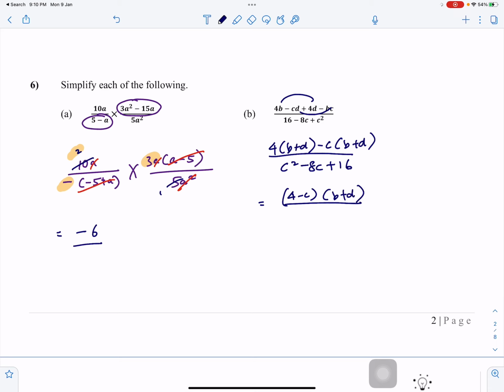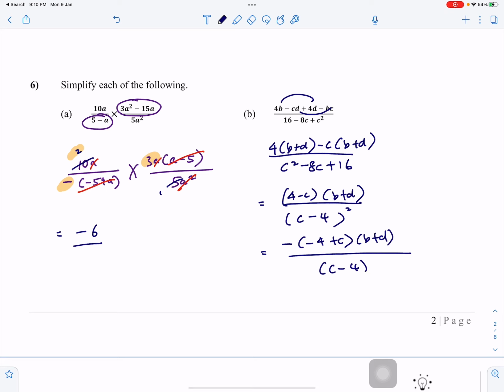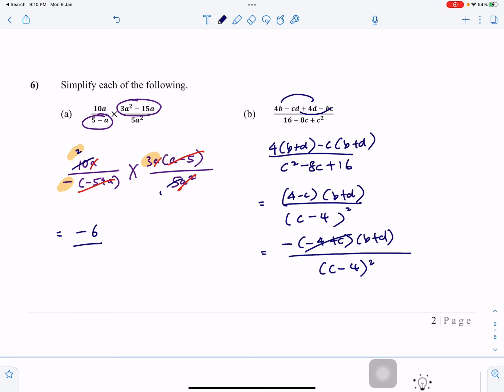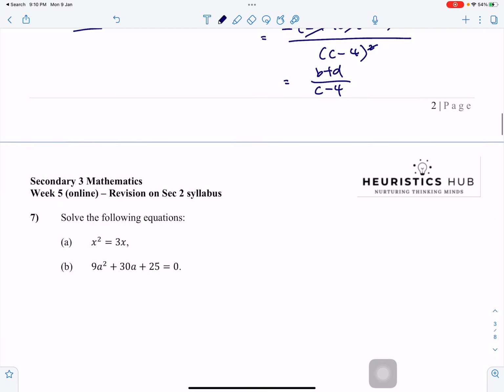And the denominator itself, if you factorize correctly, is c minus 4 bracket square. And you see that I can take out a minus from inside. And you got c minus 4 bracket square. I can cancel. So it's b plus d over c minus 4. All right, so let's move on to the next question.